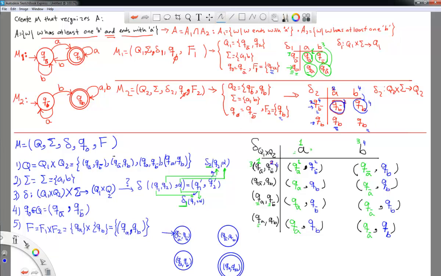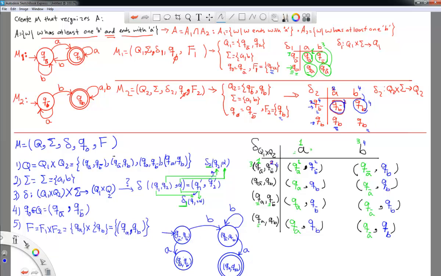Okay. So from Q naught A, Q naught B over A, we go to QA, Q naught B. So when we see an A, we go here. When we see a B, we go to Q naught A and QB. So with a B, we go in here. Then Q naught A and QB: with A goes to QA and QB. So with A, we go in here. With B, we go to Q naught A and QB. So with B, we are going to stay where we are.